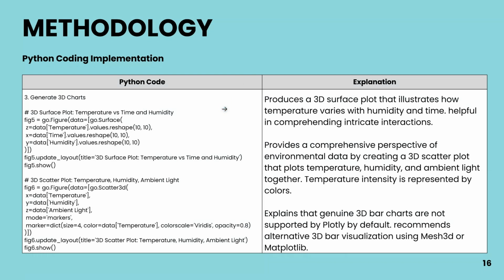Next is generating 3D charts. The explanation is that it produces a 3D surface plot that illustrates how temperature varies with humidity and time, helpful in comprehending interactions. It provides a comprehensive perspective of environmental data by creating a 3D scatter plot that plots temperature, humidity, and ambient light together. Temperature intensity is represented by colors. Genuine 3D bar charts are not supported by Plotly by default, so it recommends alternative 3D bar visualizations such as Mesh3D or Matplotlib.